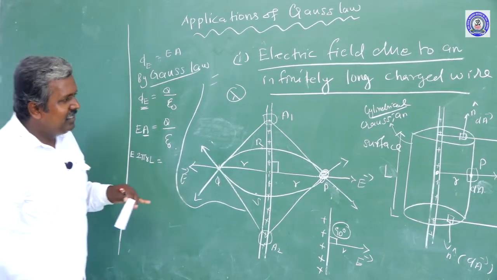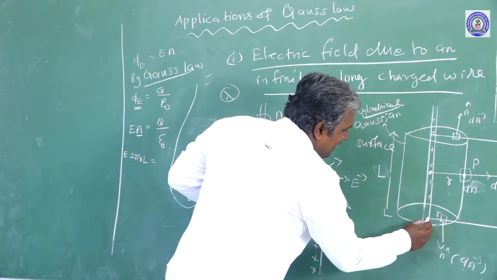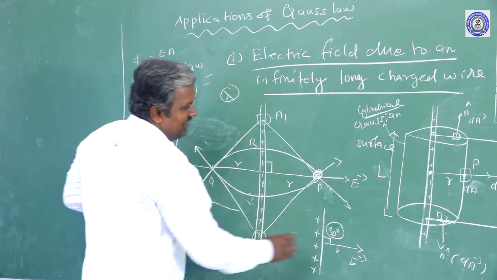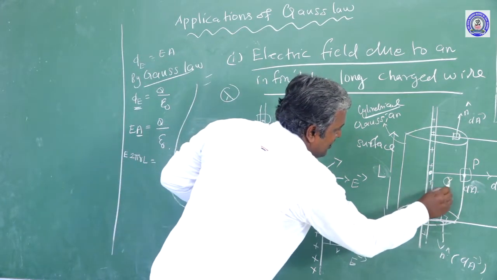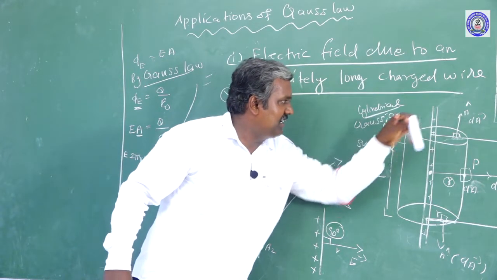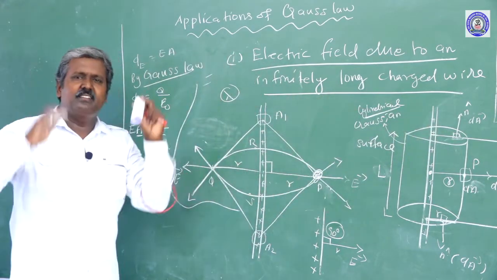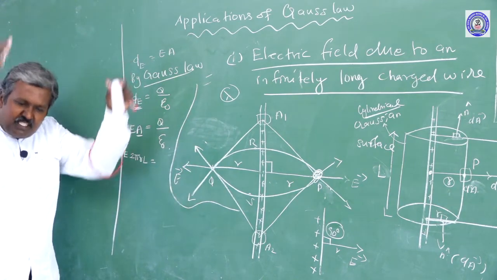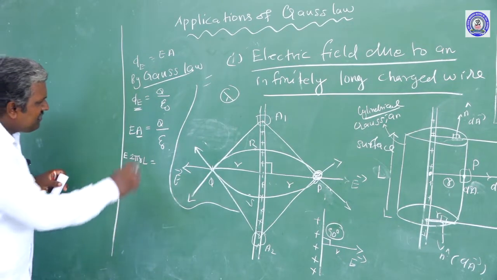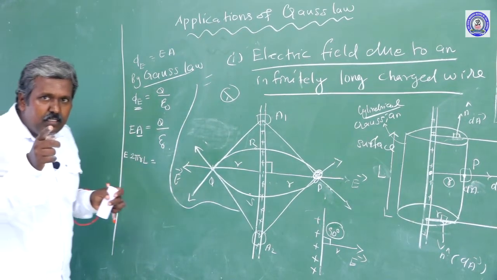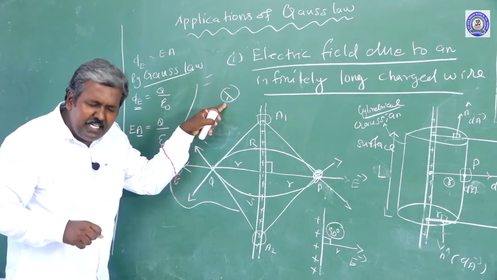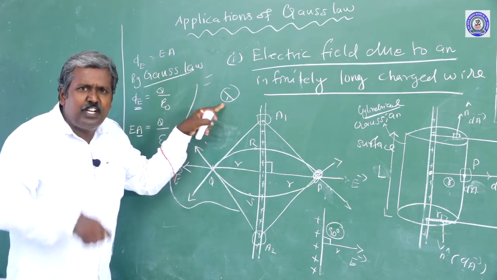R is the radius of the cylindrical Gaussian surface. R is this distance. No problem. Radius of the cylindrical Gaussian surface, or radius of the cylinder. Simply keep in your mind, radius of the cylinder. Then, what is Q? Already I told you about lambda. What is lambda? Linear charge density, or charge per unit length.